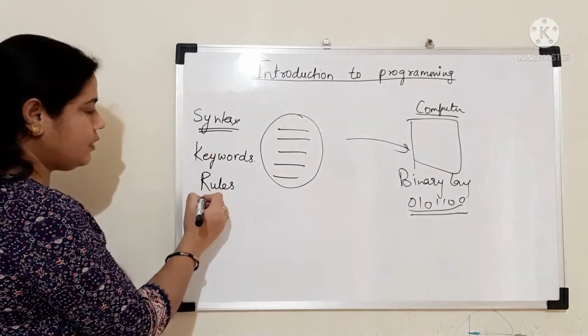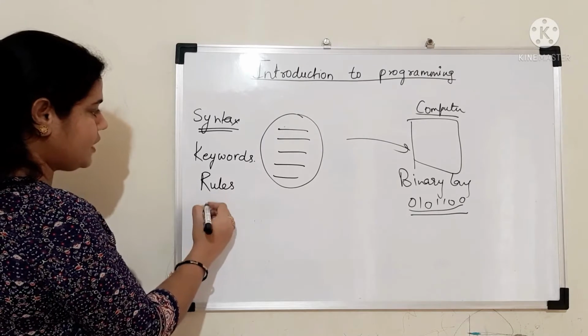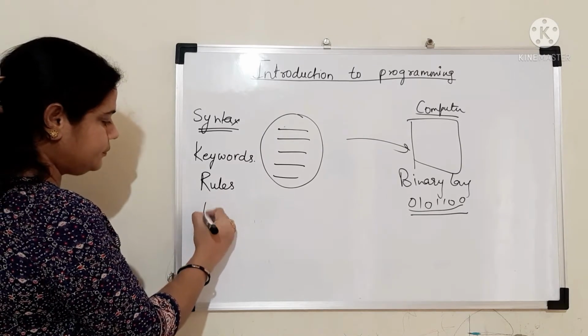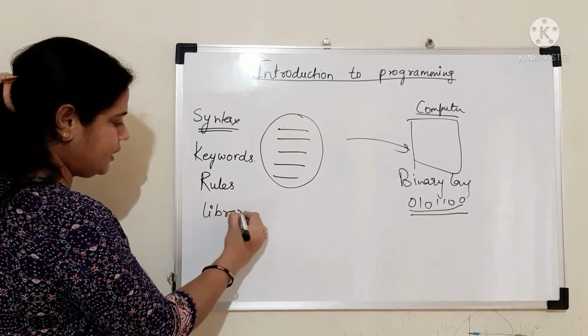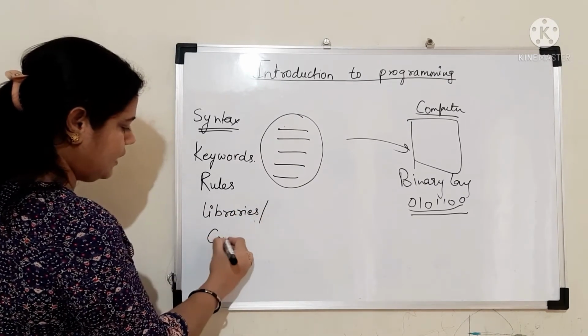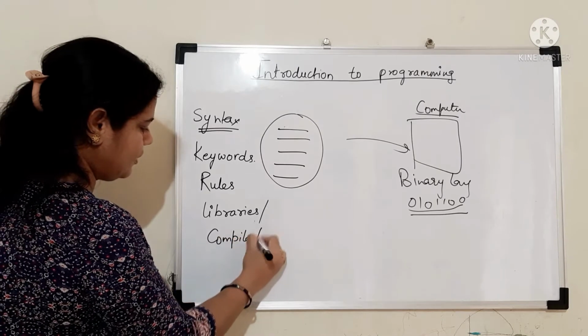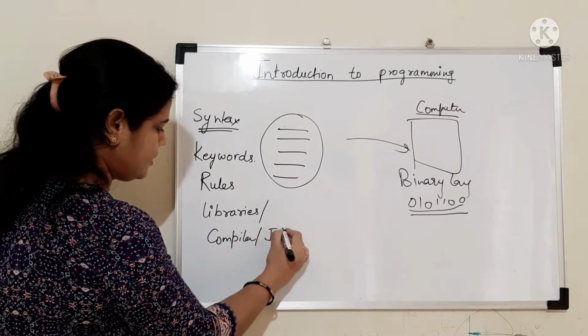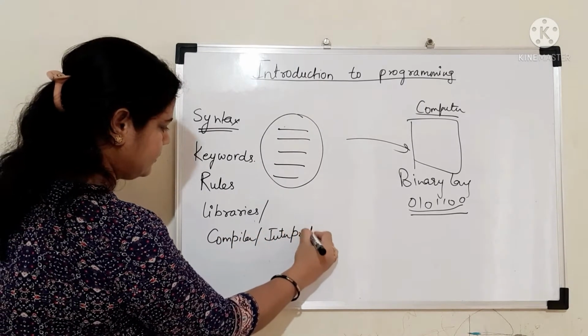The fourth one is the internal libraries, and the compiler or interpreter.